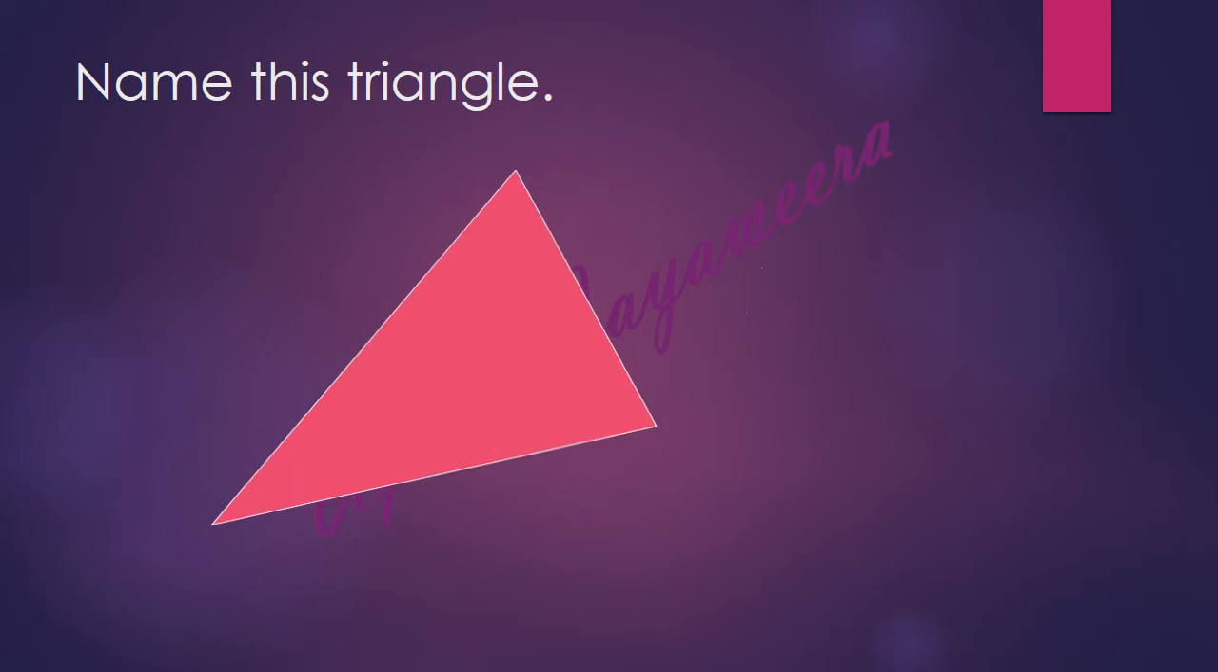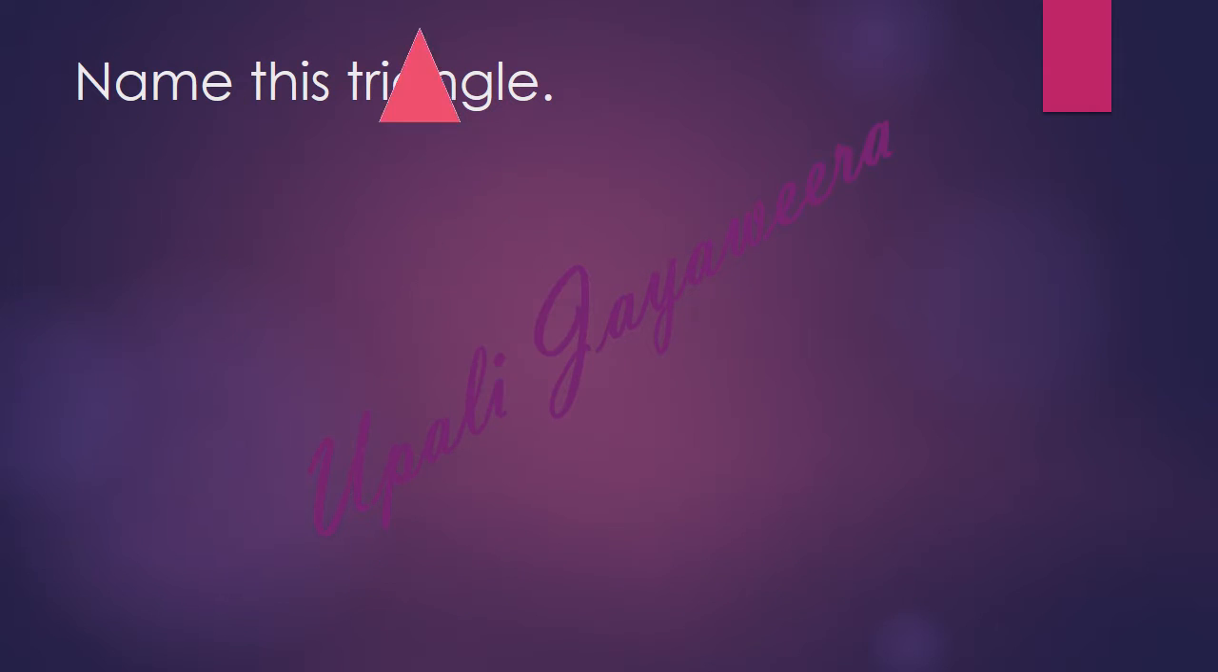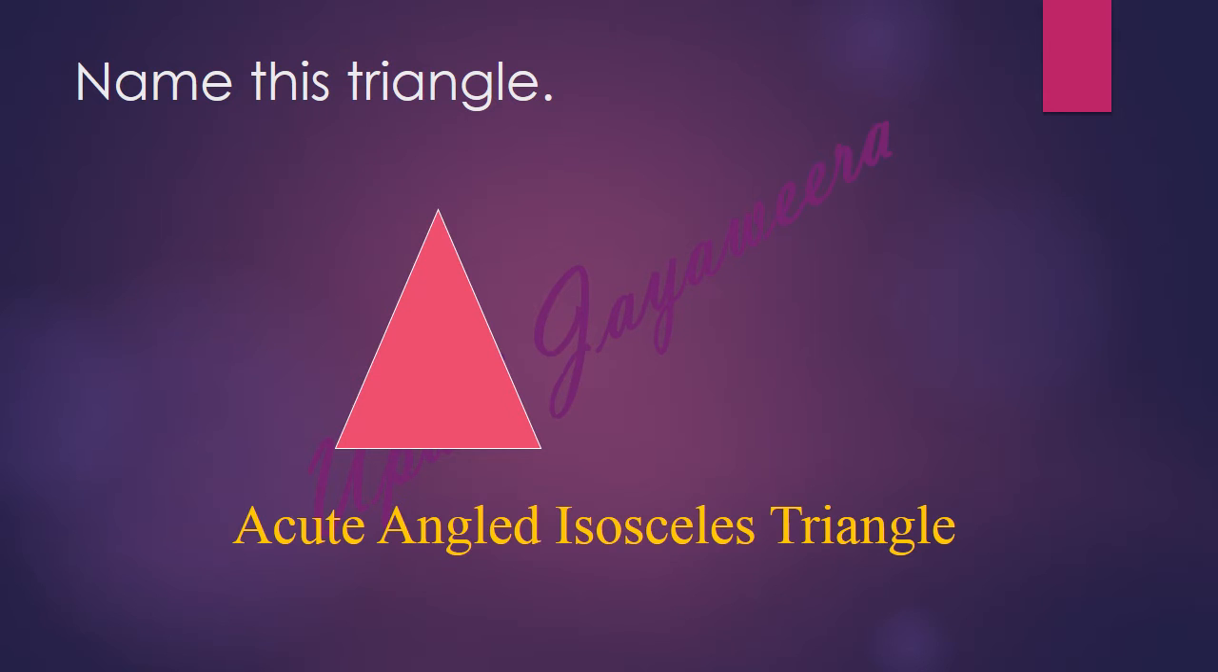Now name this triangle. Here all three angles are acute angles. Three sides are unequal in length. So acute angled scalene triangle. Now name this triangle. Here all angles are acute angles. Two sides are equal in length. So acute angled isosceles triangle.